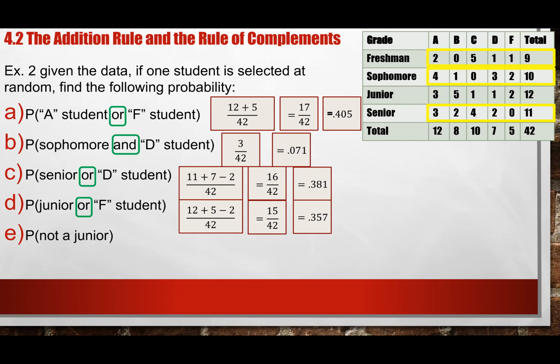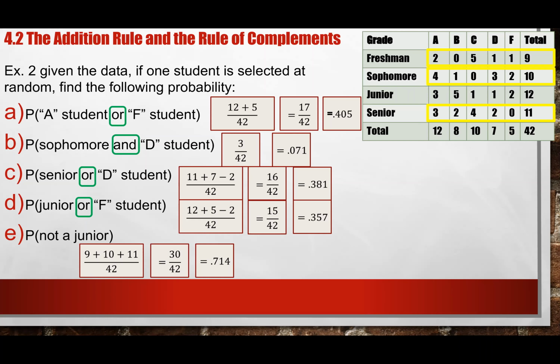So one way for not a junior is to take whatever is not a junior, add them up, and divide by the total. We take the 9 plus the 10 plus the 11, add them up and divide by 42. That gives 30 divided by 42, which is 0.714. So that's one way to do it: we ask ourselves what is not the category, what does not fit that description.